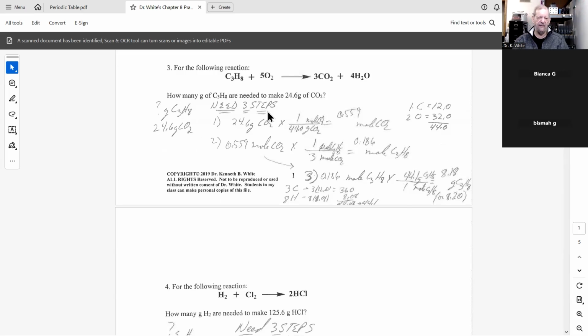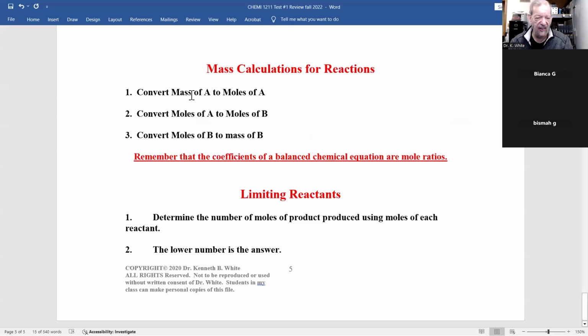These right here. Whatever you're given, the mass, and remember mass is really grams, of initially A, that's in this case what we're given, you convert to moles of A. Next, you convert moles of A to moles of B. And finally, you convert moles of B to grams or mass of B. And let's see how we do that.